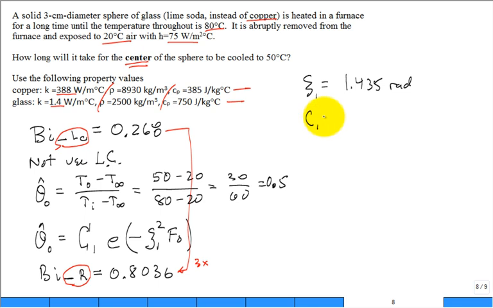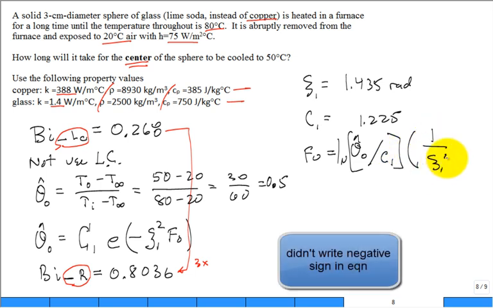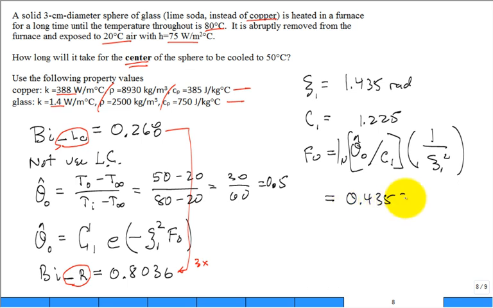All right, so C1. So what is C1? We find C1 to be 1.225. So what you do is you say the Fourier number is equal to the theta hat at the center line divided by C1, take the natural log of that, and multiply by 1 over zeta 1 squared. So we calculate the Fourier number. It comes in at 0.4352. Well, you know what? That's better. It's greater than 0.2, so I'm glad we confirmed that that's good to use one term.